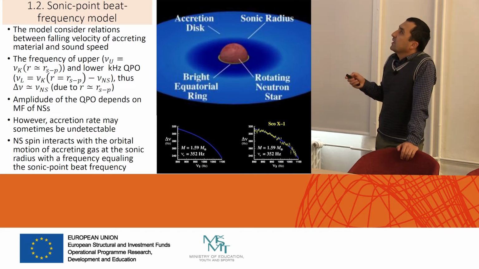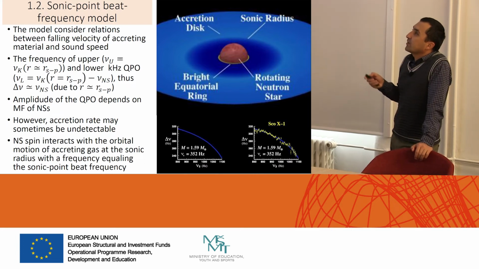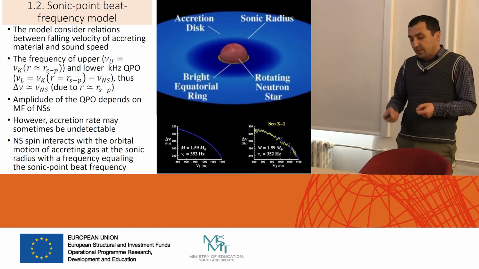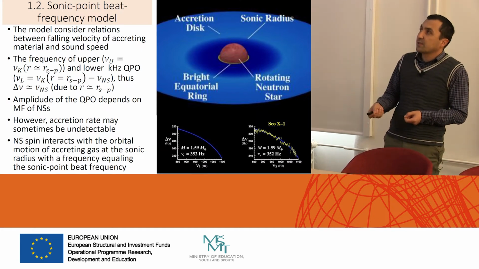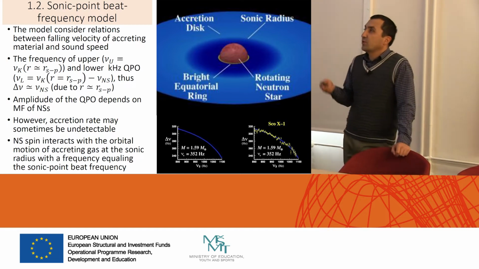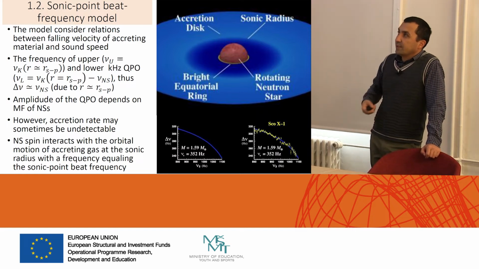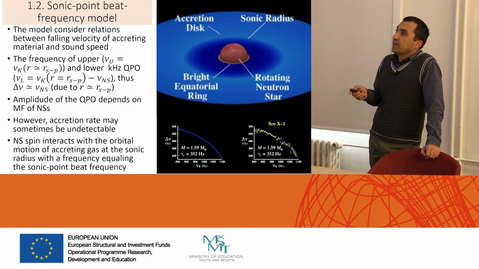Here this sonic radius is at some point, and the sound speed in this medium depends on the density and the distribution of the plasma. This model says that the upper frequency of twin-peak QPOs corresponds to the Keplerian frequency at the sonic point.